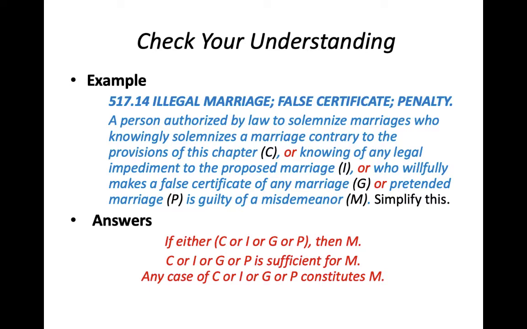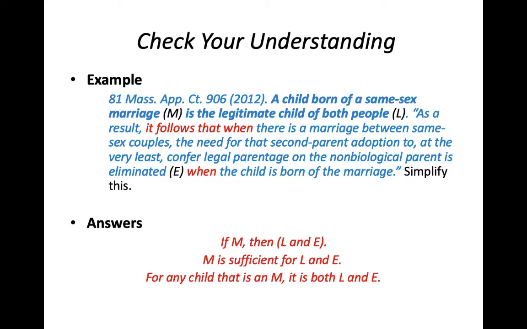We can simplify this. If either C or I or G or P, then M. This is saying you're guilty of a misdemeanor if any of those conditions are met. Another way to say it is C or I or G or P is sufficient for M. Or any case of C or I or G or P constitutes M. Those are sufficient conditions for M. You don't have to have all those conditions, but one of those. Another example.